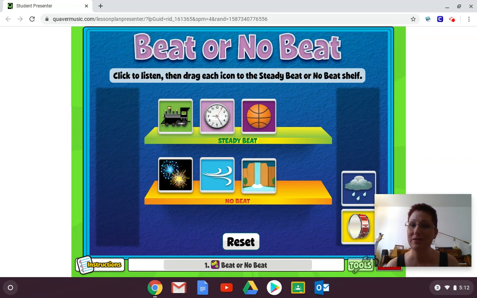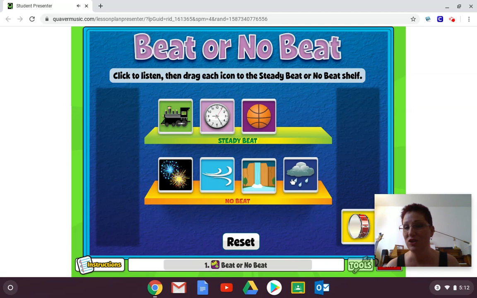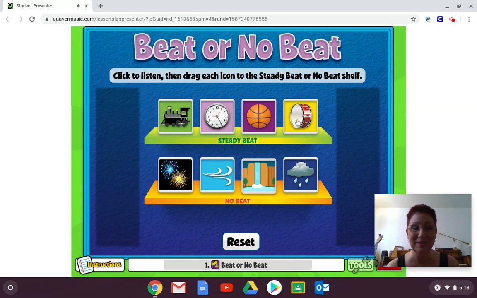Steady beat or no beat. 1, 2, 3. That is a no beat. It is hard with the rain because you hear the pitter patter, but it didn't keep it consistent. Good job. I think we know where this one goes, but let's just double check. Okay, steady beat or no beat? 1, 2, 3. That's right. It is a steady beat.